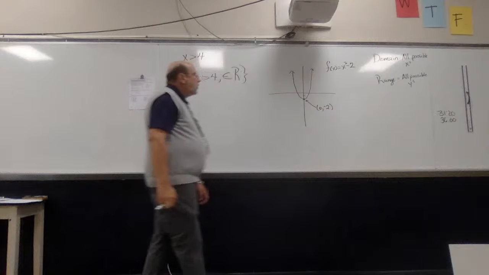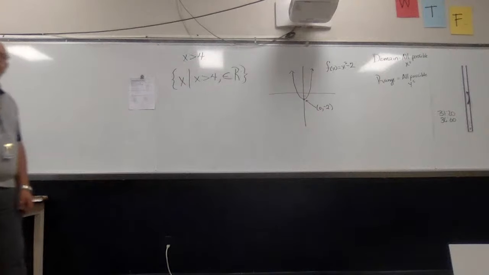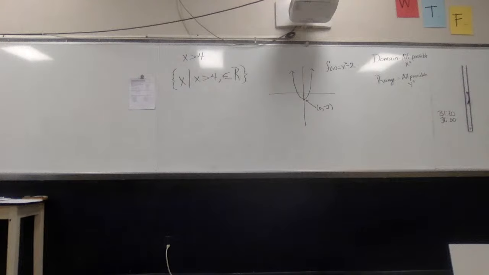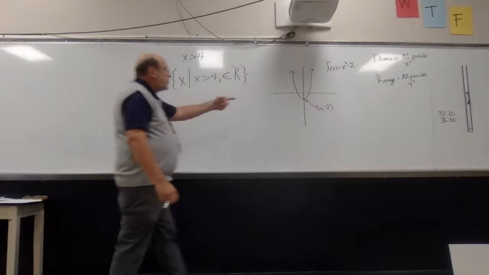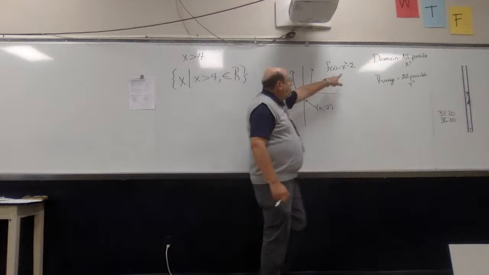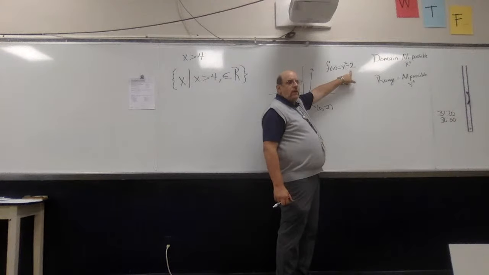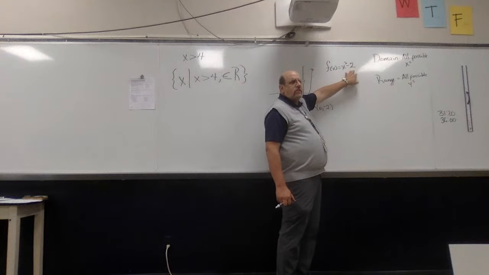Now, what's the y-intercept of this function? What's the y-intercept of this function? Negative 2, right? That's where it crosses the y-axis. Could I also see it in this function? Yeah, because it's that constant.